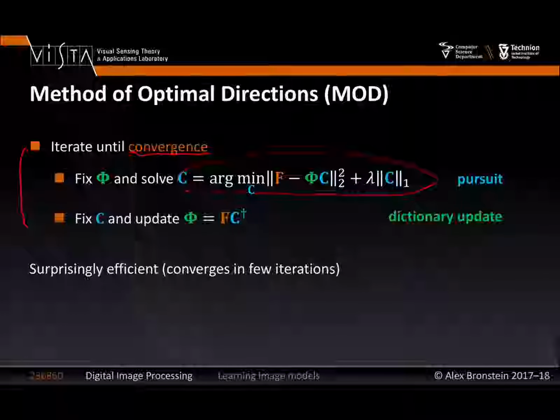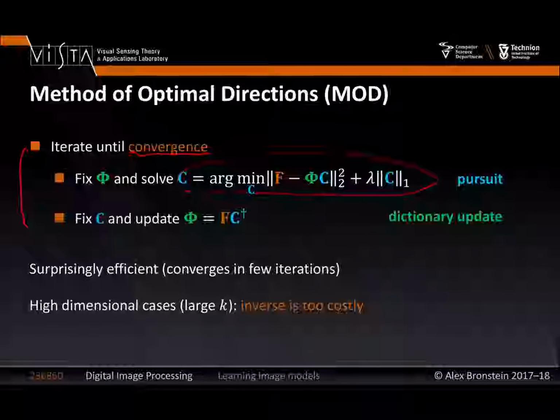And typically the initialization of this algorithm will just take a certain number of patches from the image and put them as the columns of the matrix phi, and then we'll do these iterations. And it converges very well. In the case of a large K, when we have many columns in the dictionary, the inverse that we have here, which is of the size K by K, might become very costly. Okay, so if you have, let's say, K of 1000, it's still okay. But if it is 10,000, it is already a very costly iteration.